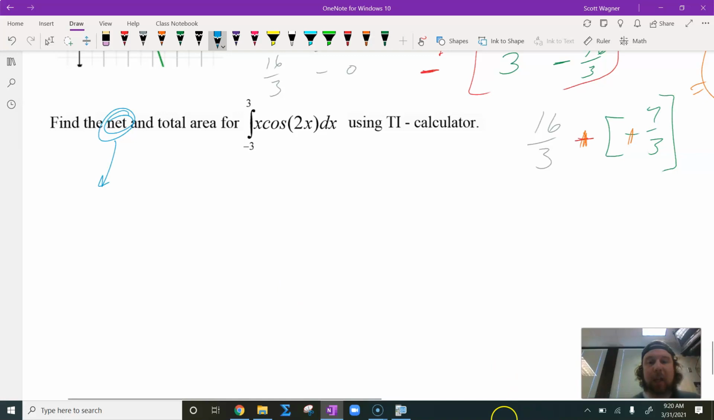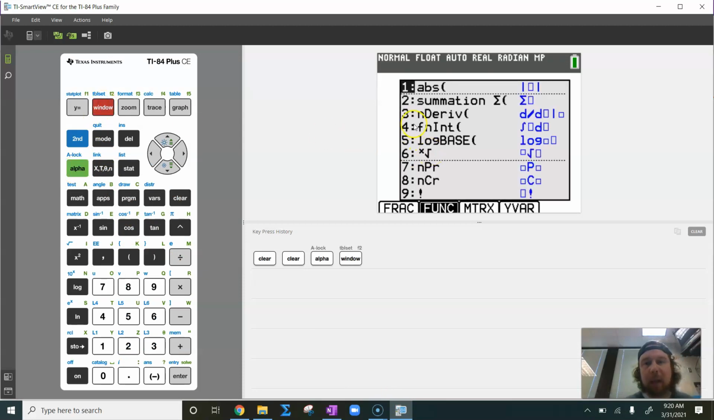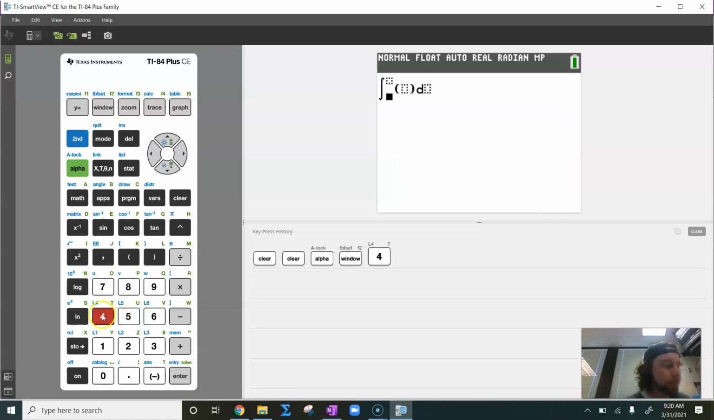If we use our calculator, we go over here. Remember, with the calculator, we can go to alpha F2. And let's see here, my fourth option down is the integral. So I'll go with that. I want to type in the lower limit, -3. Upper limit's going to be +3. My function itself is going to be x times the cosine of 2x.